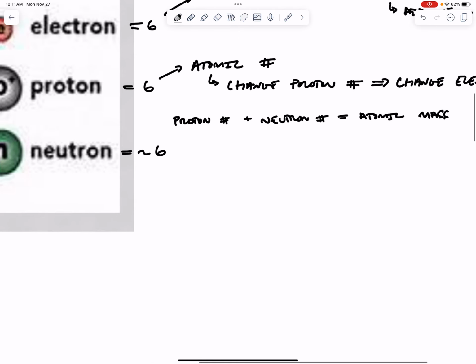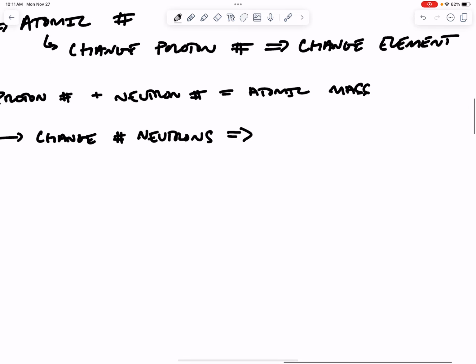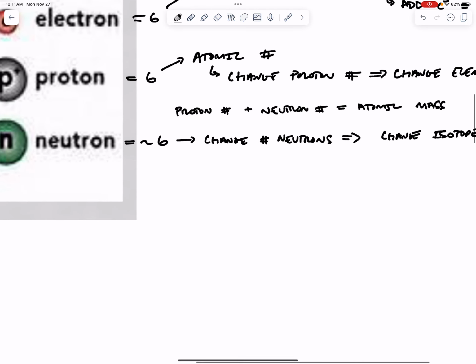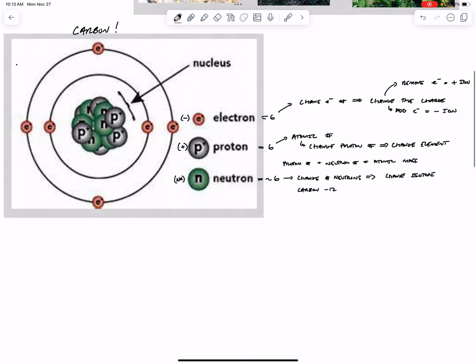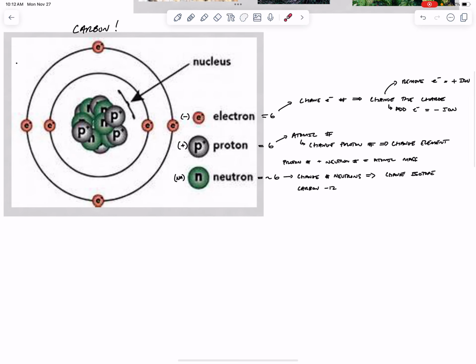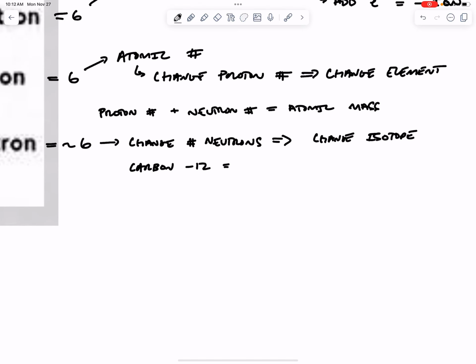But if you change the neutron number, then you do what's called changing the isotope. So, for example, carbon-12, which is the form of carbon that we see here with 6 protons and 6 neutrons, therefore carbon-12. This is the most abundant and stable form of carbon.